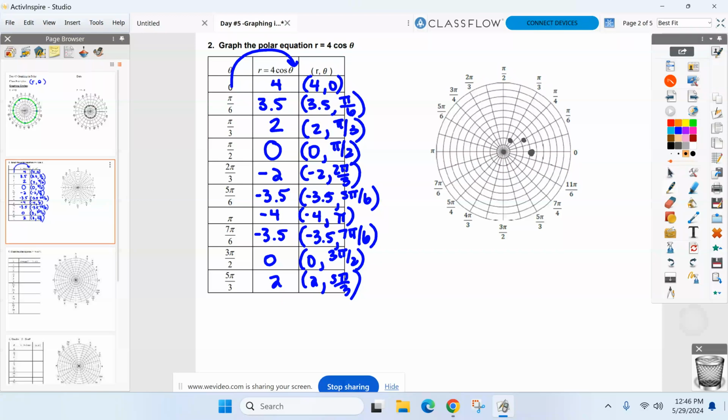Now negative. What happens here? At 2 pi over 3, I shouldn't see a point right here. We should see it 180 degrees opposite if it's a negative r value. Keep that in mind. So for 2 pi over 3, where's 180 degrees from it going to be? 5 pi over 3? Is that where it lands? Right here. Negative 3.5, 5 pi over 6. Just be aware of the negatives. That's all I ask.